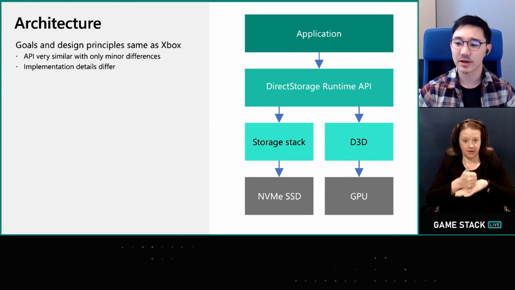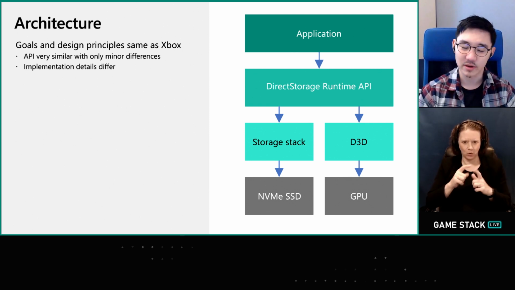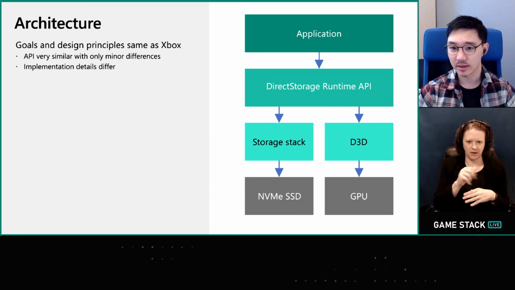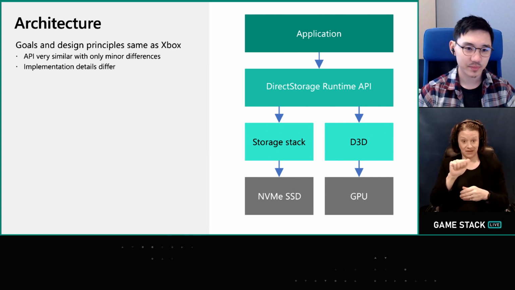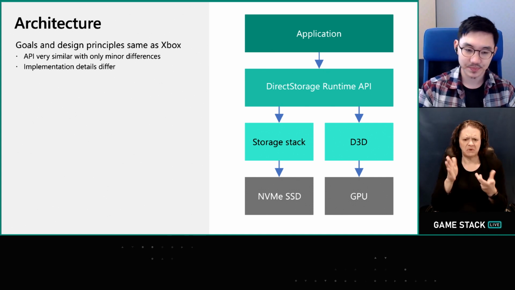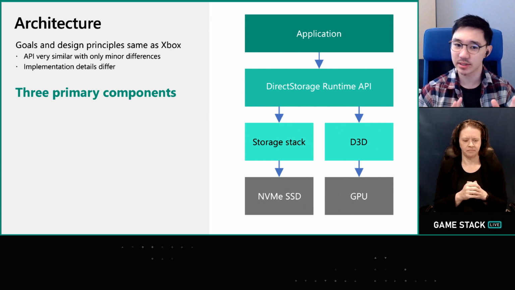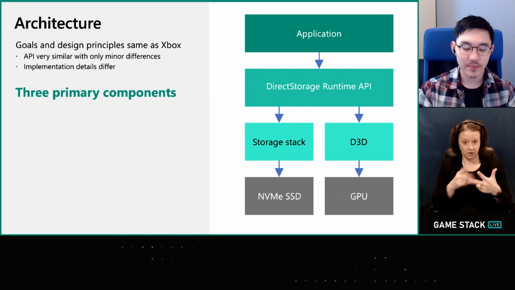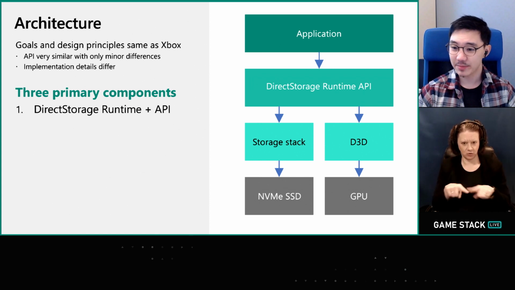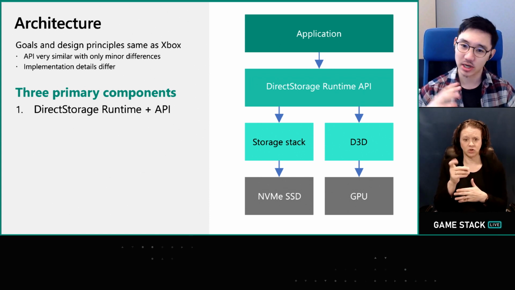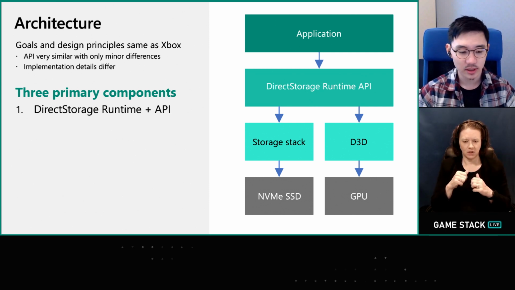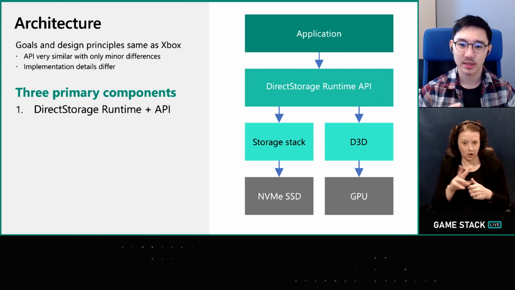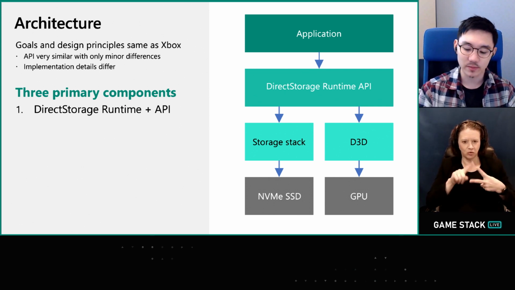The underlying technology of how you deliver the functionality for the API will differ on PC versus Xbox, although your developer experience in the application is going to be the same or very similar. And so for DirectStorage, there's kind of three primary components. You can see this on the diagram. There's DirectStorage Runtime and API. That's the component that your application actually talks to. It's the way that we abstract a little bit of functionality while giving you pretty direct control over the hardware, but so that you don't have to build two implementations for two different platforms.